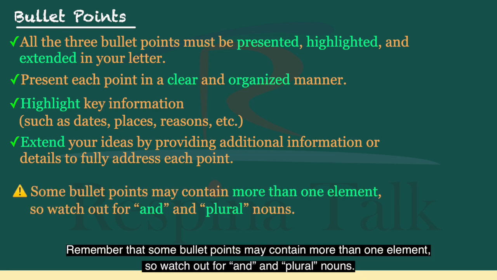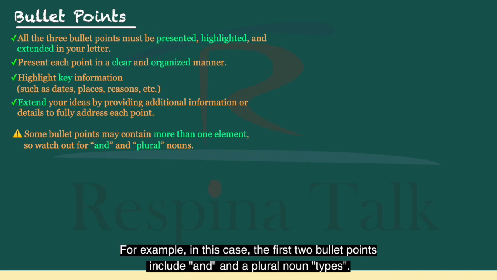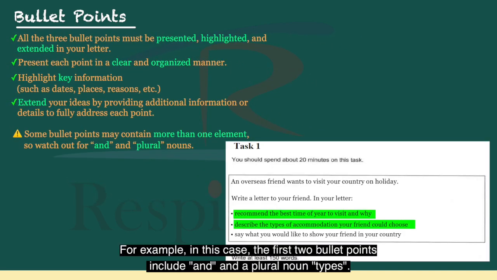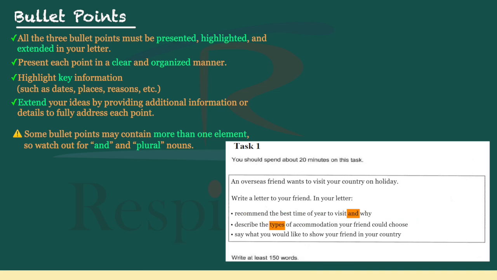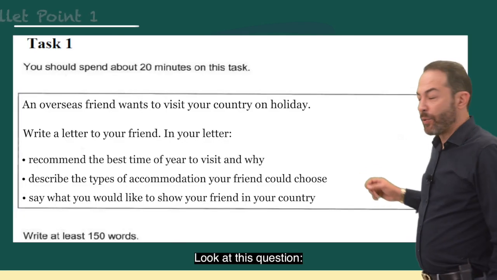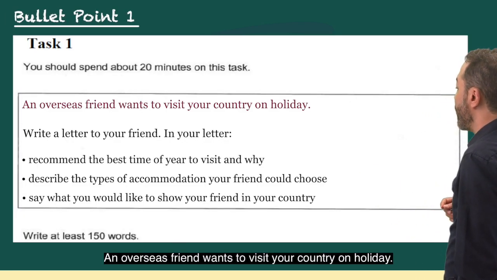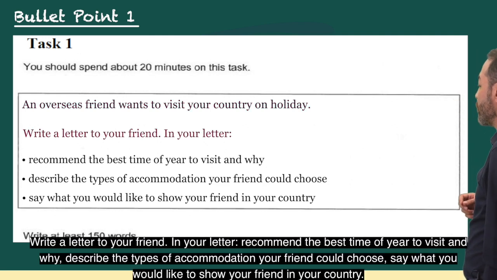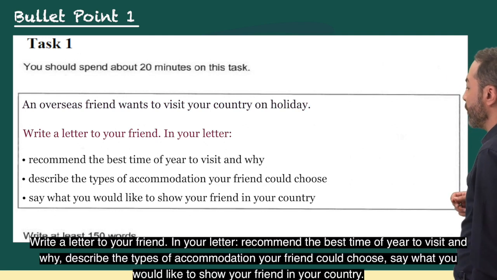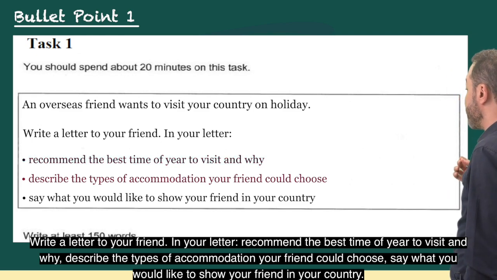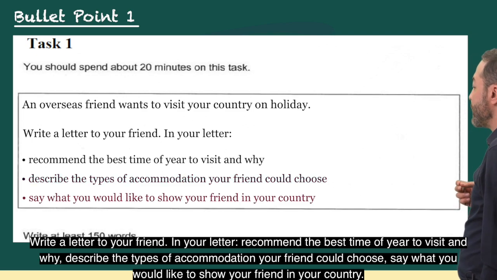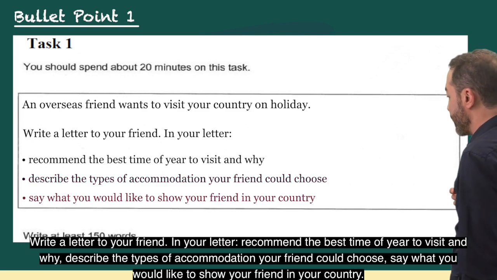Remember that some bullet points may contain more than one element, so watch out for 'and' and plural nouns. For example, in this case, the first 2 bullet points include 'and' and a plural noun, types. Look at this question. An overseas friend wants to visit your country on holiday. Write a letter to your friend. In your letter, recommend the best time of year to visit and why. Describe the types of accommodation your friend could choose. Say what you would like to show your friend in your country.